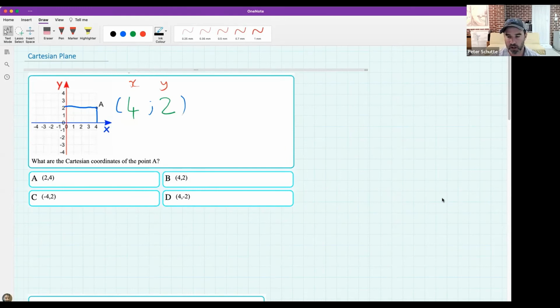Now, a lot of students got that right, but a lot of students mixed up the x and the y. So it's really important that you look at this. If you're given a point, the x will always come first, the y will come second. Where will you find the x? You'll find the x by going down to the x-axis.